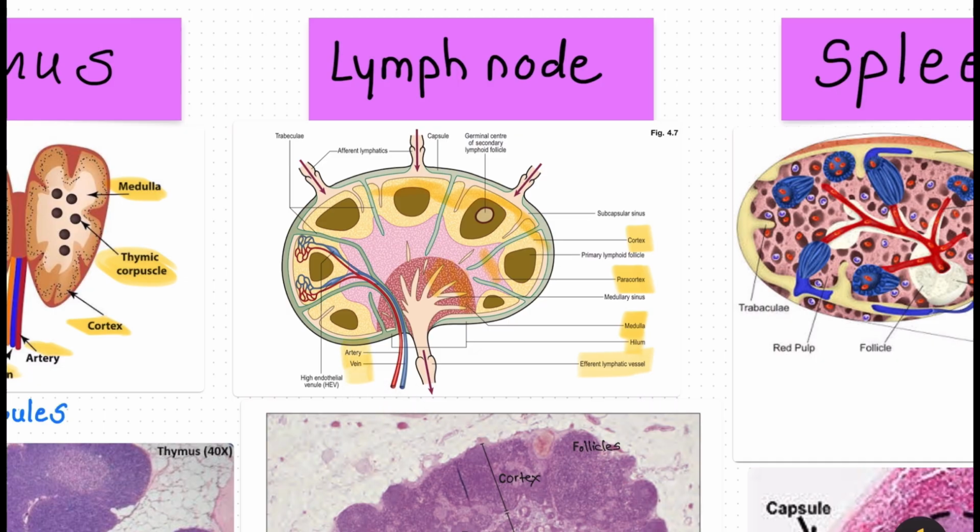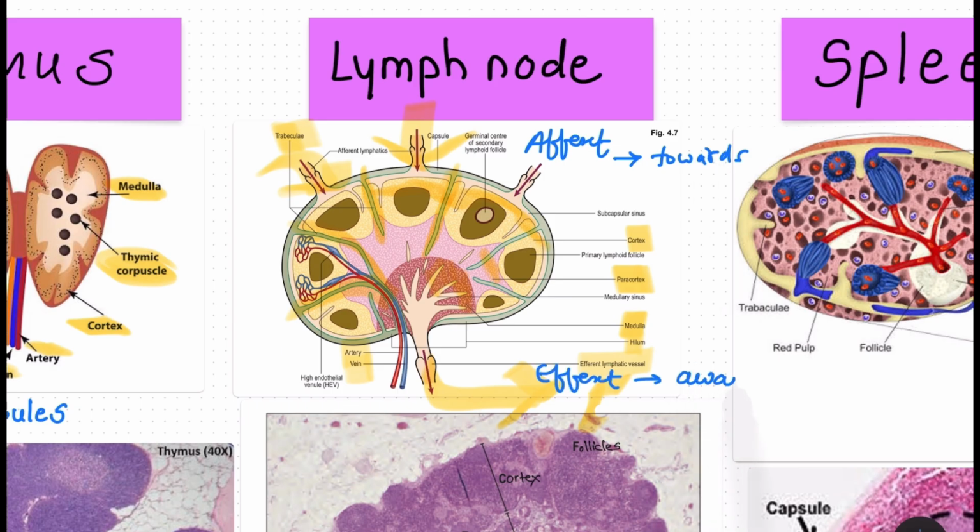Okay, so these are trabeculae. These greenish insertions are nothing but trabeculae. So afferent means those things which are taken towards the organ, and efferent means things are taken away from the organ.